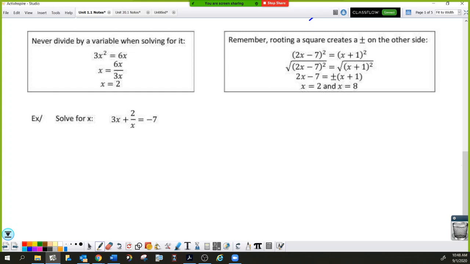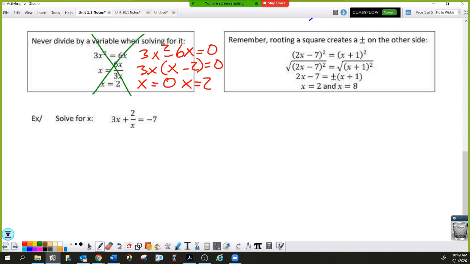See all this right here? It says 3x squared minus 6x. I divided both sides by 3x. It says my only answer is 2. However, if I had brought it to the same side and factored it, I see I have 2 answers. So that is why you never, ever, ever, when solving for a variable, divide by that variable. Okay? Don't do that.